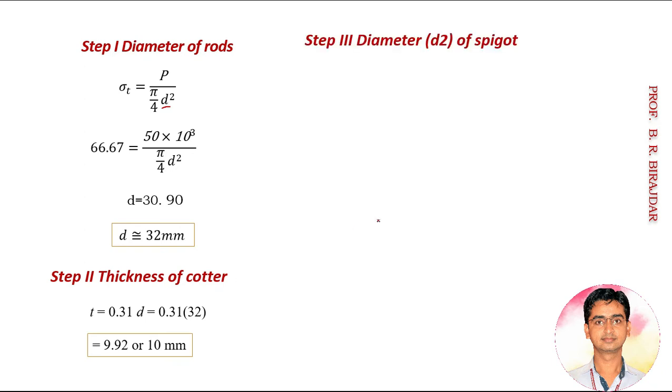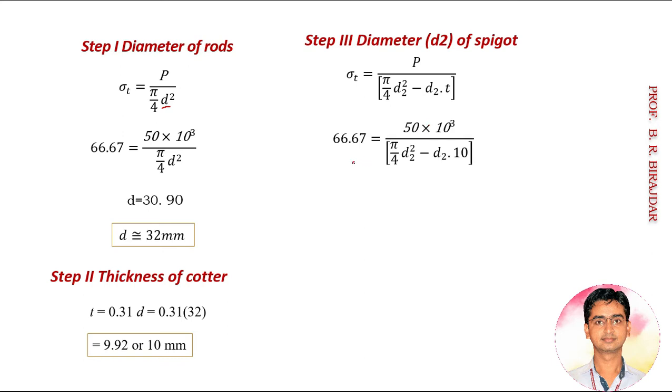Now next we will find out the diameter d2 of the spigot. Now again we will consider first the tensile stress induced in this. So again tensile stress sigma t is equal to load upon area. The area which it is resisting to the tensile failure of the spigot, we already calculated in the last lecture. So by taking the same, we will put the value of sigma t allowable tensile stress and the load and the thickness of the Cotter pin already calculated, and the only unknown is diameter d2. So from this we will calculate diameter d2.